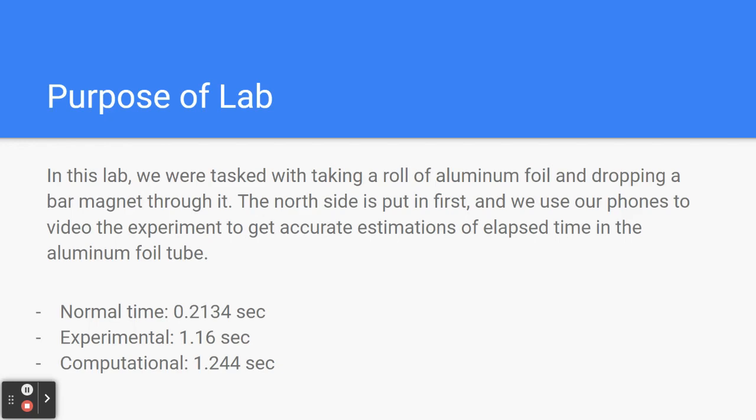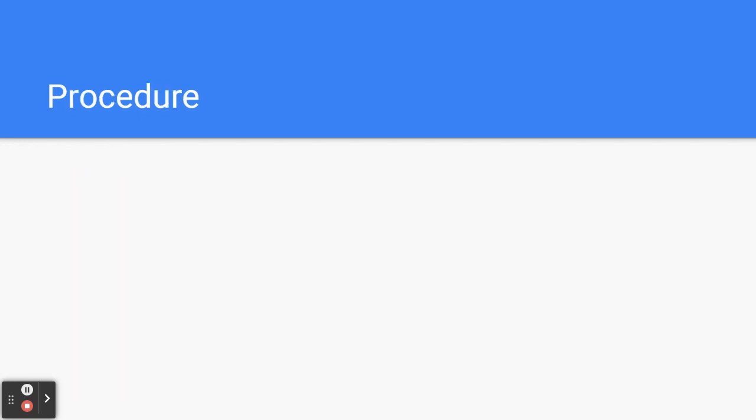A preview of my main result. The normal time for the magnet in free fall was about 0.2134 seconds in the air. During the experiment, we found that the magnet took 1.16 seconds to fall down the tube, and after doing my computational model, my results showed that the magnet took 1.244 seconds to fall through the tube.